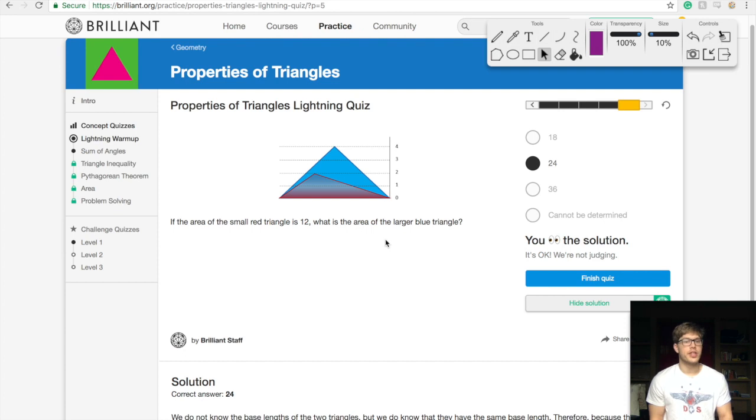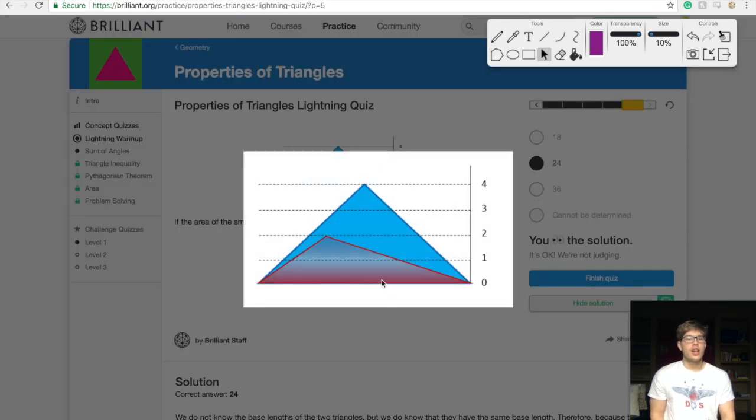Let's see what this problem says. If the area of the small red triangle is 12, what is the area of the larger blue triangle? Alright, so here's the picture more zoomed in. The area of the red triangle is 12. So let's go to red for red triangle.